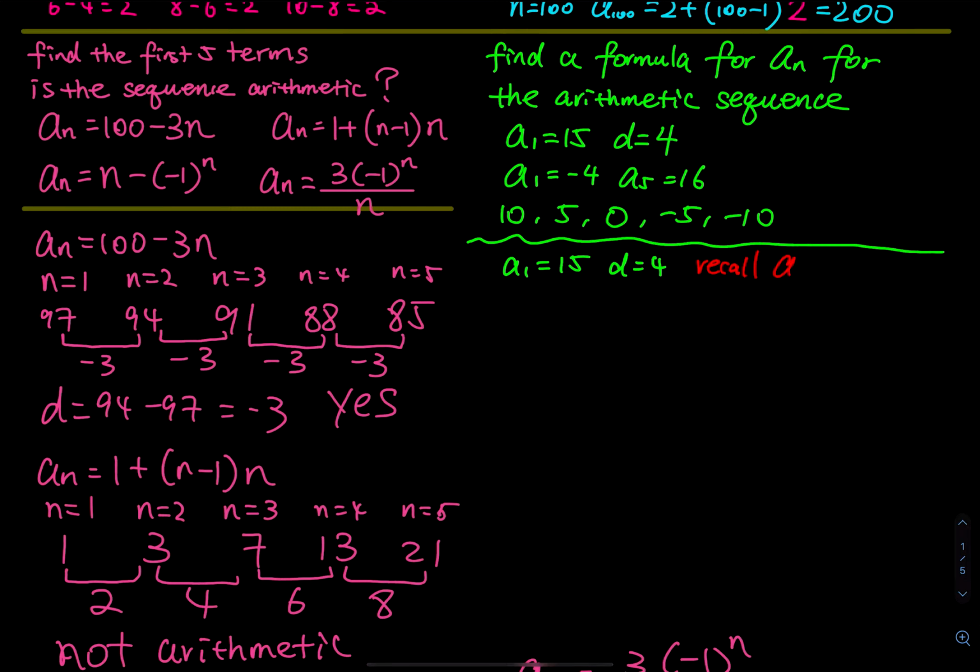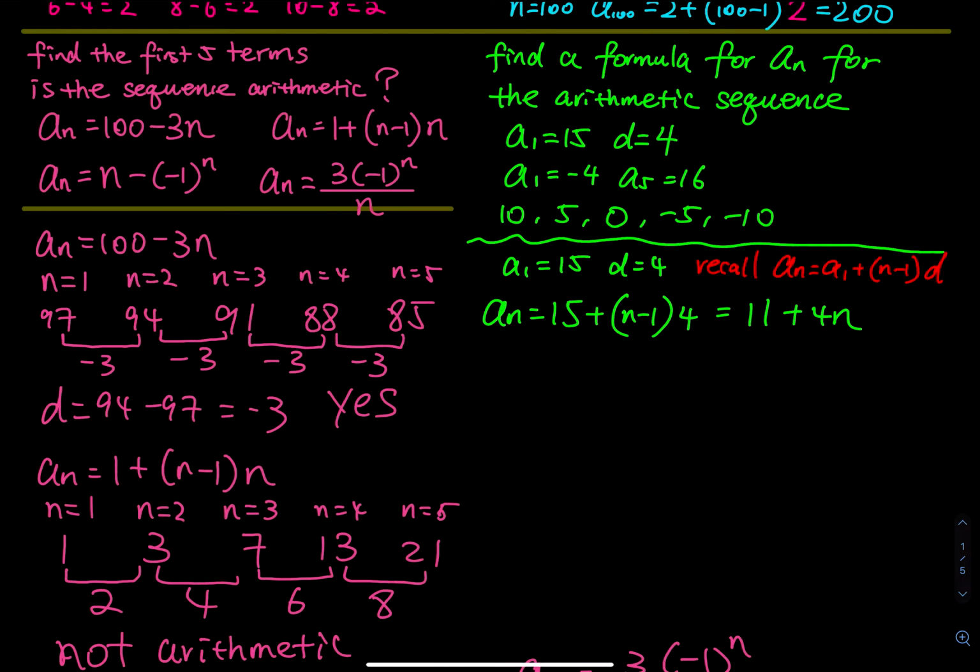The a_n is equal to the first term plus the number of terms minus 1, and then you multiply the common difference. So back to the first problem, the a_n is equal to the first term, and then plus n minus 1, and then multiply the common difference. So all you have to do is simplify this. 15 minus 4 is equal to 11, and then you plus 4n. That's it.